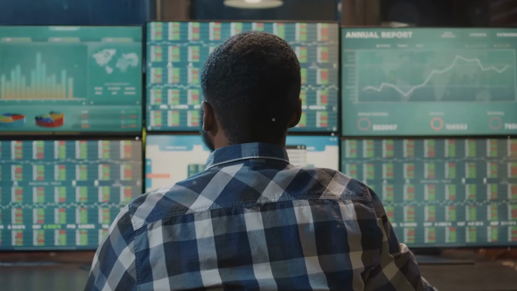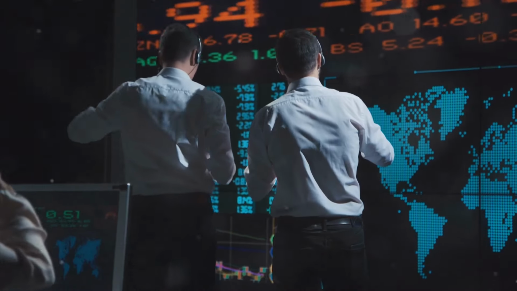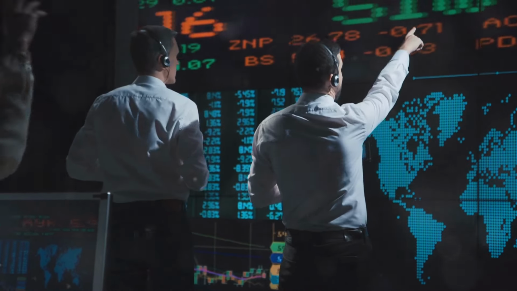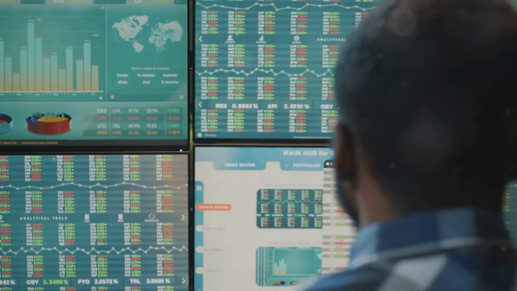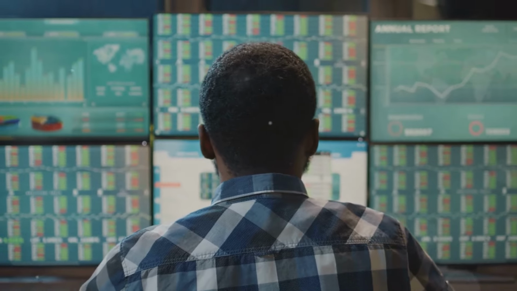The Forex market is where currencies are traded. It's the largest and most liquid financial market globally. Traders buy and sell currencies, aiming to profit from price fluctuations.